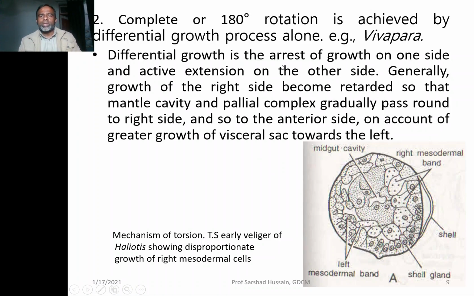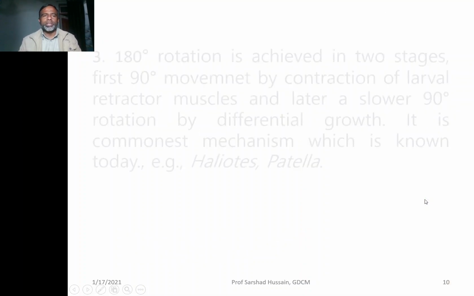So differential growth is the arrest of growth on one side and active extension on the other side. Generally, growth of the right side becomes retarded, so that the mantle cavity and pallial complex gradually pass around the right side to the anterior side on account of greater growth of the visceral sac towards the left. Again, he explained what I have already told you, that left side growth is more, right side growth is less. As a result, the left side grows and takes over the position of the right side and gradually brings the mantle cavity from the posterior side to the anterior side.